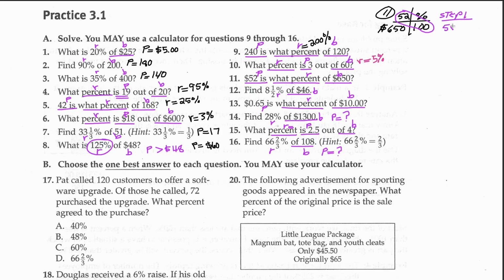$52 multiplied by 100. So we have 5200. Anything times 100 is 100. So 5200, that's step 1. So step 2, 5200 divided by 650.